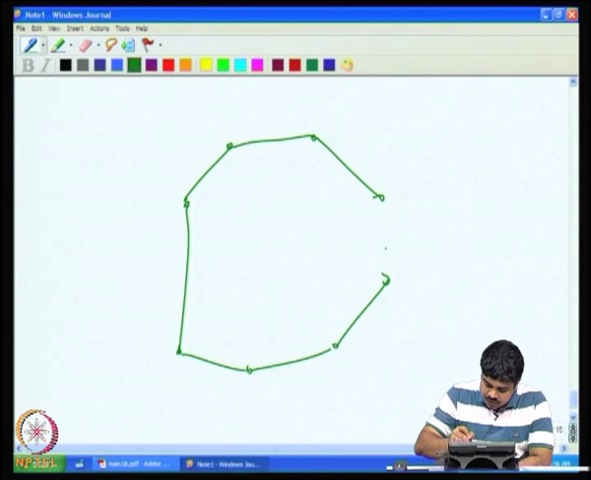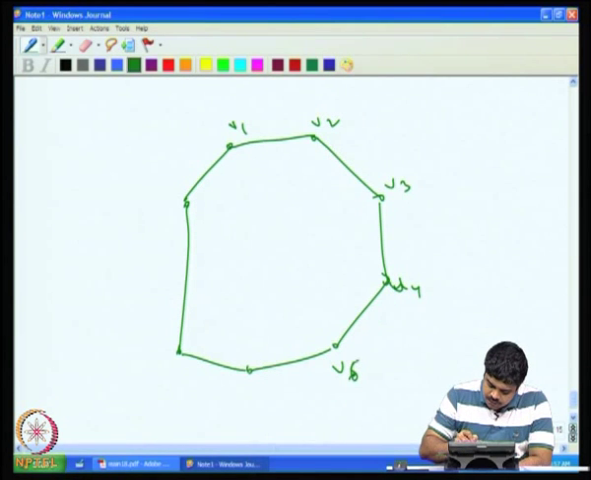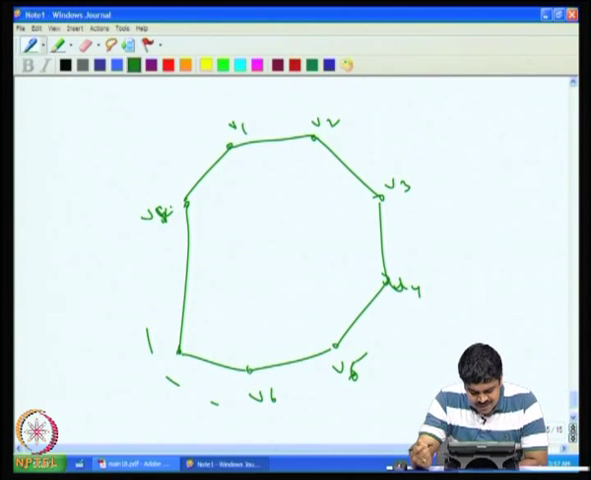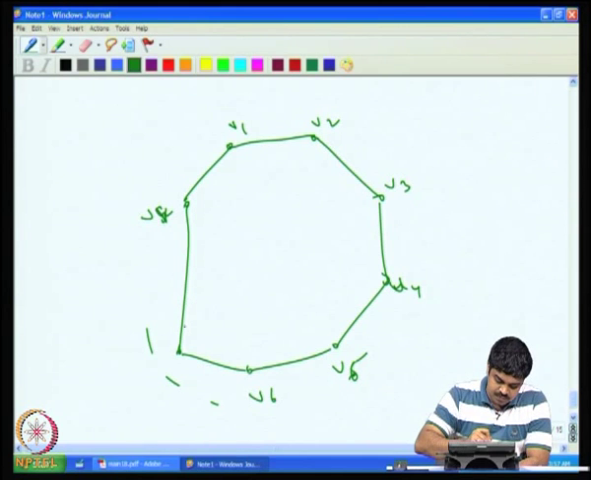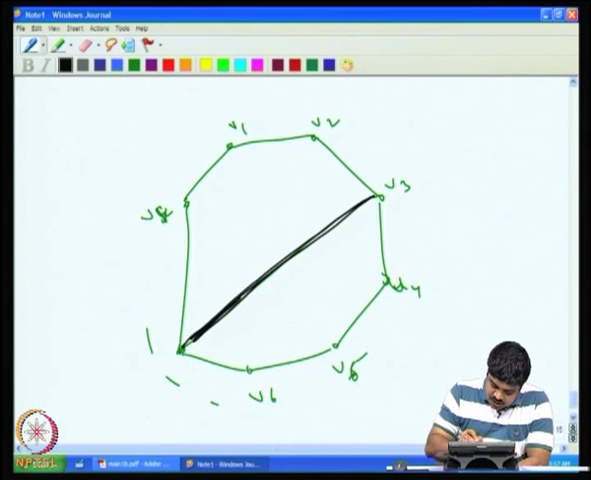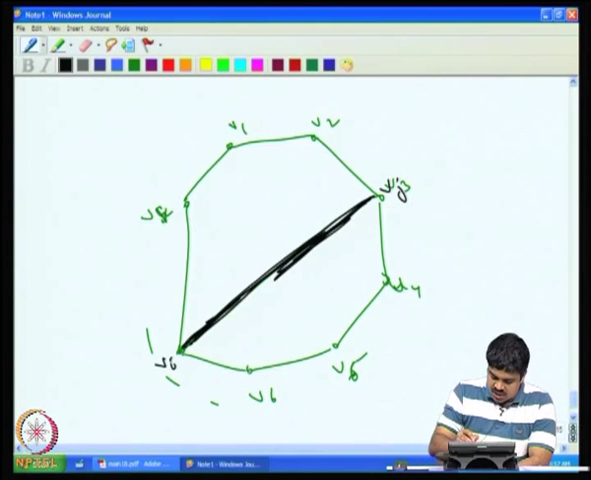So, this outer cycle is V1, V2, V3, V4, V5, V6 and Vk, right. First thing we do is we see whether there is any chord for this. Is it possible to find some chord? Say this is a chord, meaning a direct edge connecting some Vi to Vj. Is it possible to find such an edge?